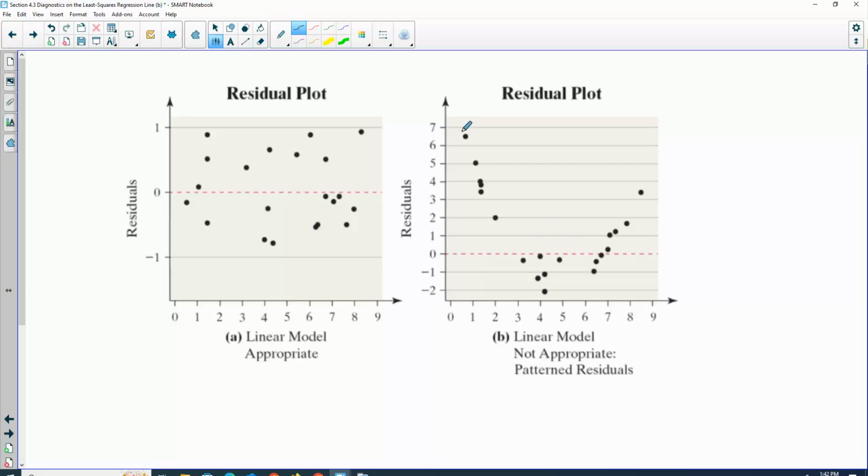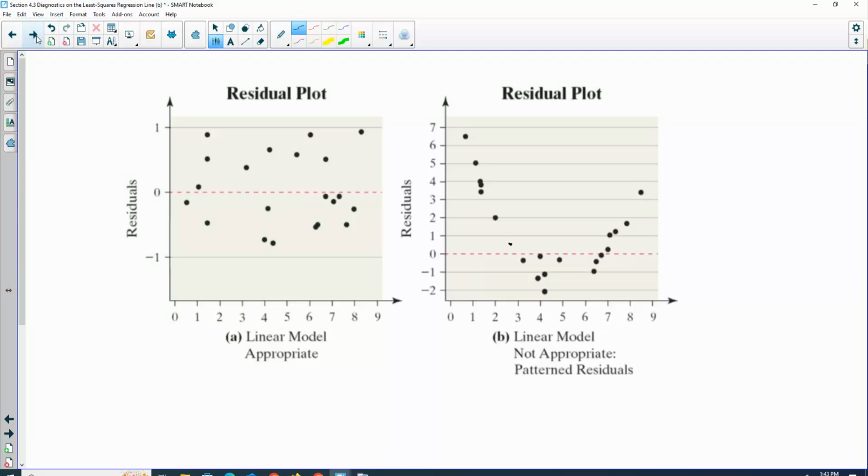This one is not, because what it's telling us is at the beginning, we had over approximation. In the middle, our line was an under approximation, and then it became an over approximation again. So there's a pattern there. When you look at those residuals, if it forms a shape, that's bad, because it's saying our line was predictably wrong, in essence. Here it was always over, here it was under, here it was over, so that's bad.